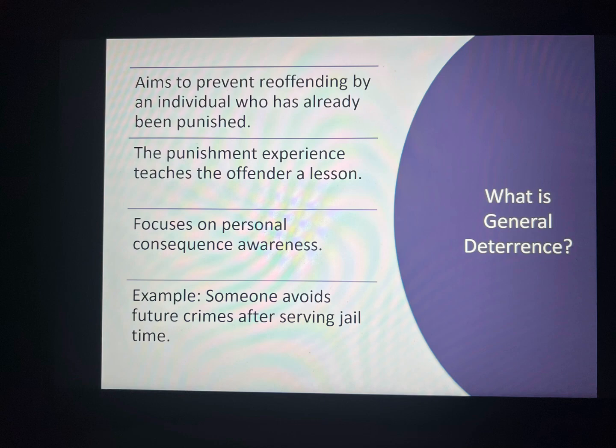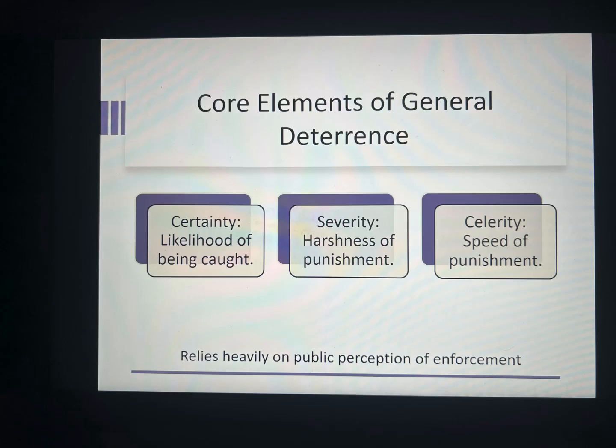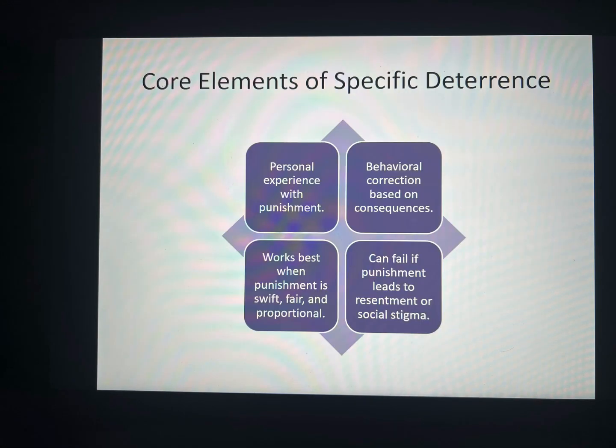that experience again. There are three main parts to general deterrence: certainty, severity, and celerity. Certainty means how likely someone is to get caught. Severity is about how harsh the punishment will be. And celerity refers to how quickly punishment happens after the crime. When people believe that punishment is certain, severe, and swift, they're less likely to take the risk of committing a crime.